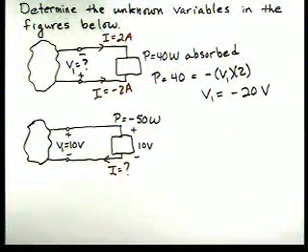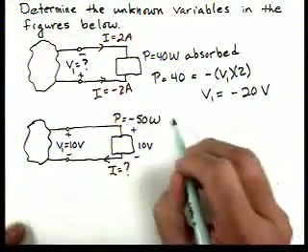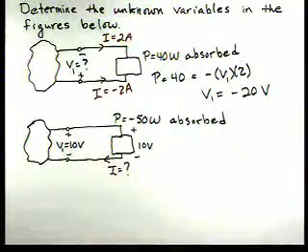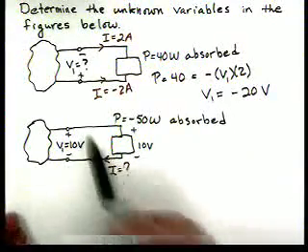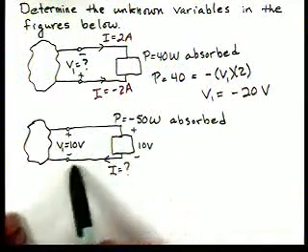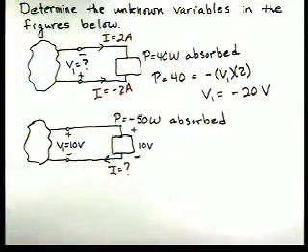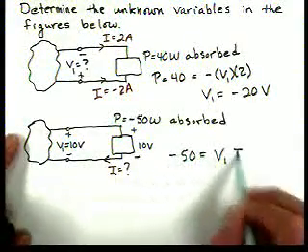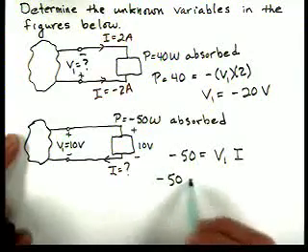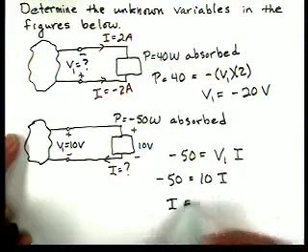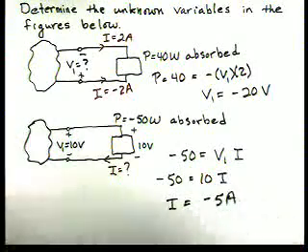Okay, for the second one down here again, we have power absorbed. Here we have minus 50 watts absorbed. If we look at the voltage and the current, we see now the current comes into the plus here, comes out the minus, so this does satisfy the passive sign convention. So we have minus 50 is V1 times I, so minus 50 then is 10 times I, and that gives I equal to minus 5 amps.